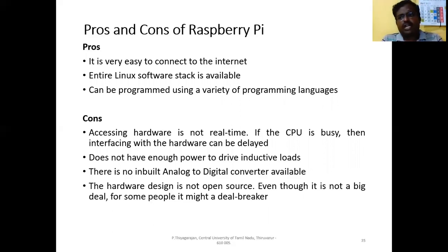Some of the disadvantages of Raspberry Pi are that accessibility to the hardware is not real time. If the CPU or microcontroller is busy, then the interfaces with the hardware will be quite delayed. So for real-time applications, if you want to access the hardware, I think this Raspberry Pi is not that great. And it does not have enough power to drive loads. There is also no inbuilt analog to digital converter available. If you want to use that, then you have to install it separately. And the hardware design of the Raspberry Pi is not open source, so that's also a big disadvantage.